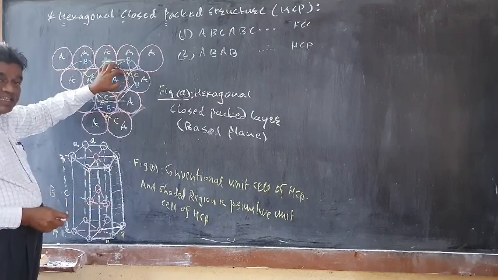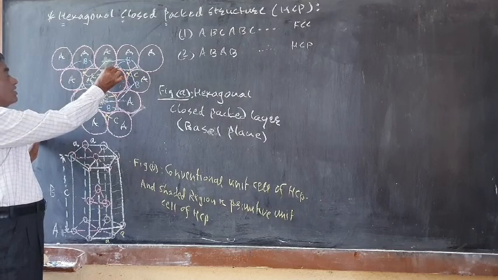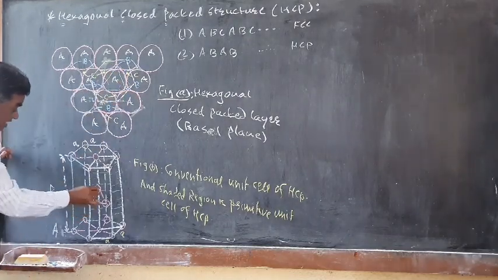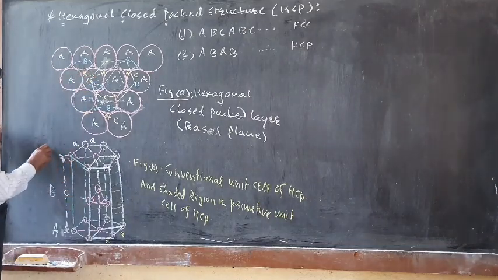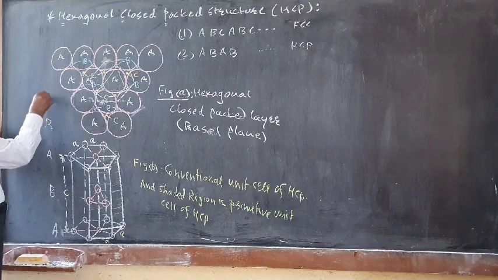So there are again three spheres in the B position, which forms the triangle. Here the triangle will be formed like this, and it is given as this triangle, that is B position. Again on the upper side you are getting A position, then you are getting B position, then you are getting A position.